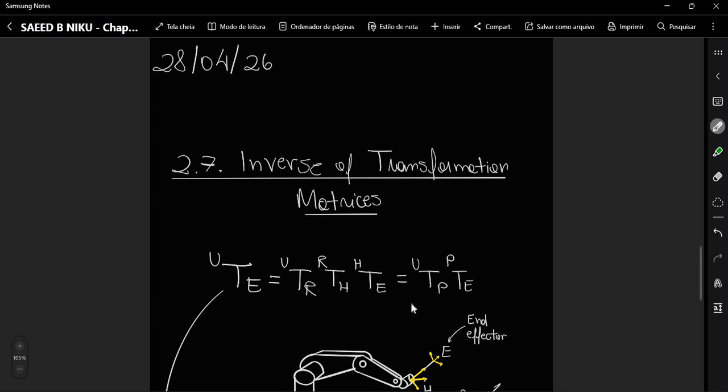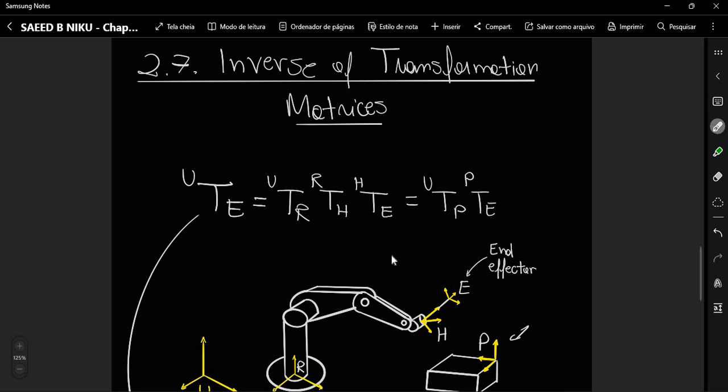So we do these revisions because matrices represent transformations. And when we do the analysis of a robot, we do need to calculate the inverse of a matrix during the process. So you will see how this concept is applied in a robotics context.